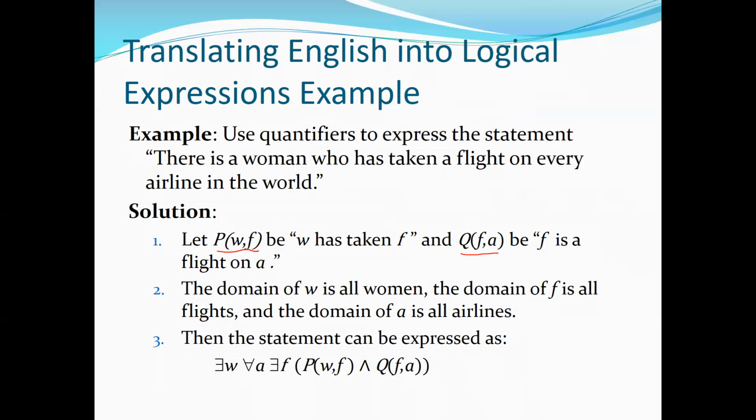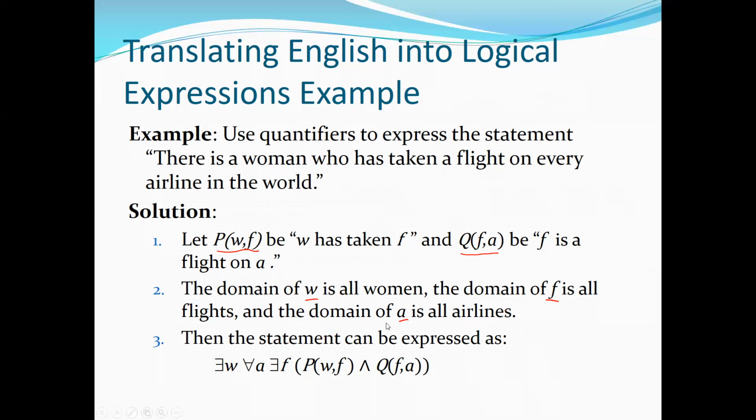So the statement is there is a woman who has taken a flight on every airline in the world. So we have two propositional functions. One is P of w comma f, which says the woman has taken the flight, and Q of f comma a, that flight is part of the airline, right? Now the domain of w is all women in the world, the domain of f is all the flights, and the domain of a is all the airlines, right?